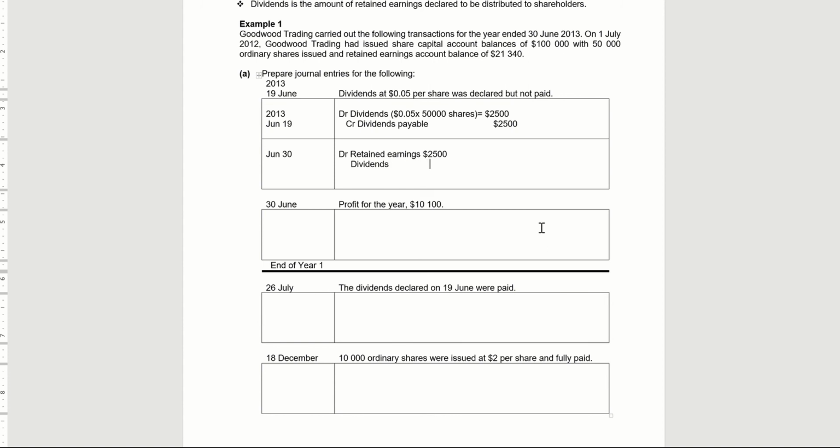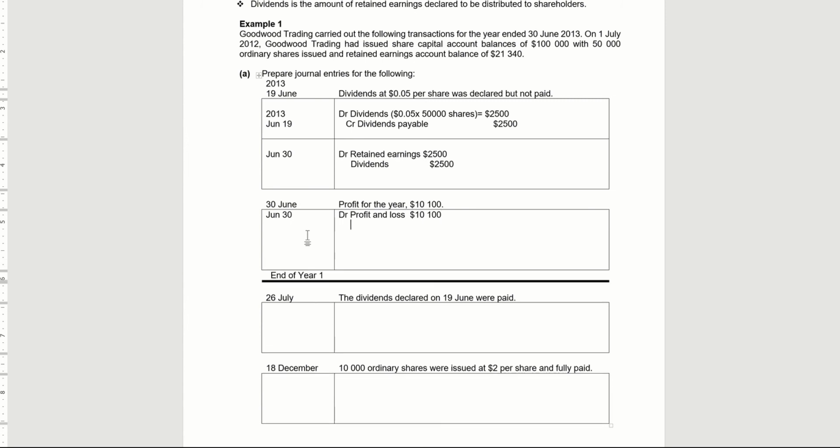Okay, what else needs to be done on the last day of the accounting period? The question highlighted to us that the profit for the year is $10,100. So how do we transfer this profit to the retained earnings? We will have to debit profit and loss 10,100, and credit retained earnings. So why credit retained earnings? Because retained earnings will increase when we add in the profit, $10,100.